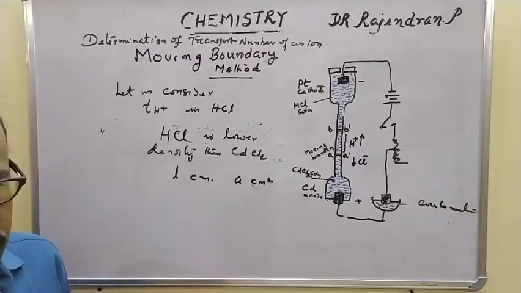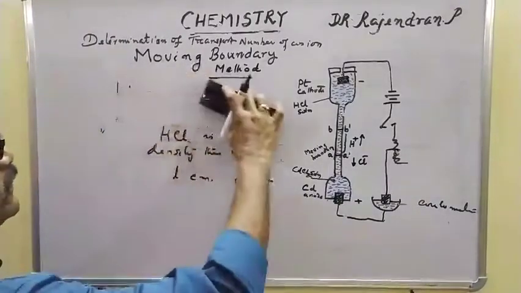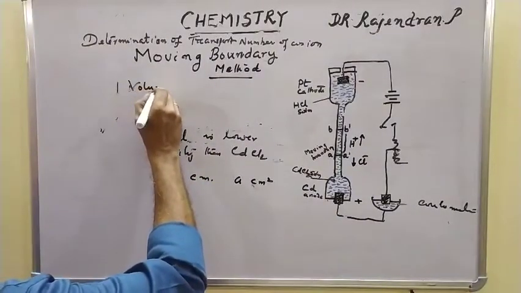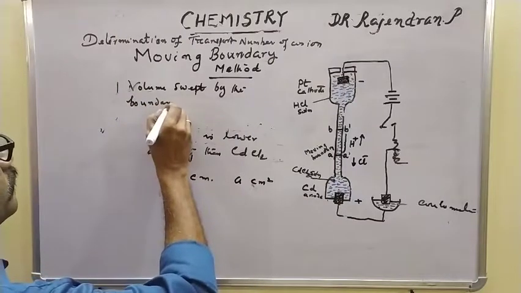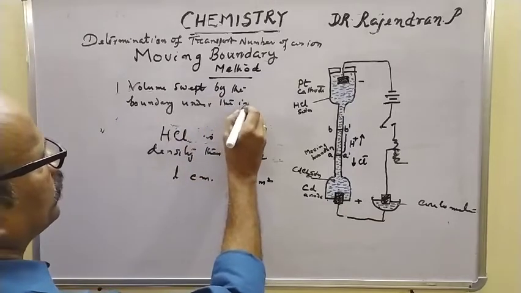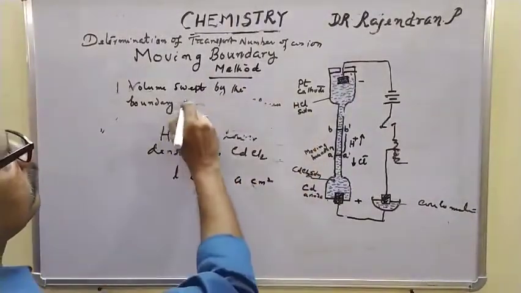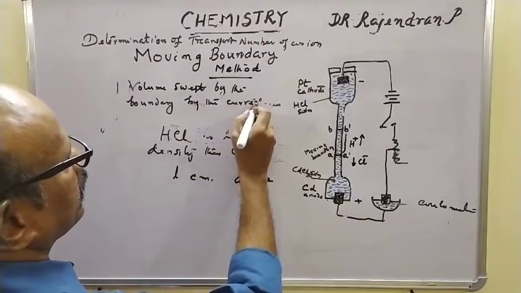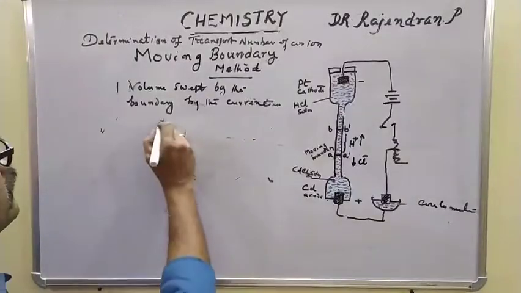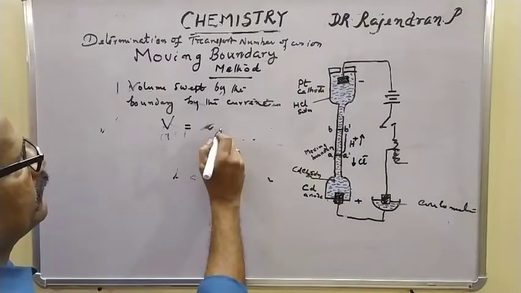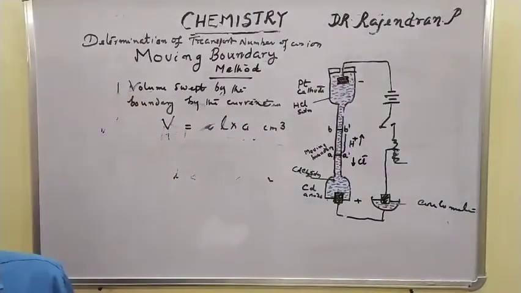Therefore, the volume swept by the boundary under the influence of the electric field, by the current, let it be V. The volume swept by the boundary is V, that is equal to L into A centimeter cube.